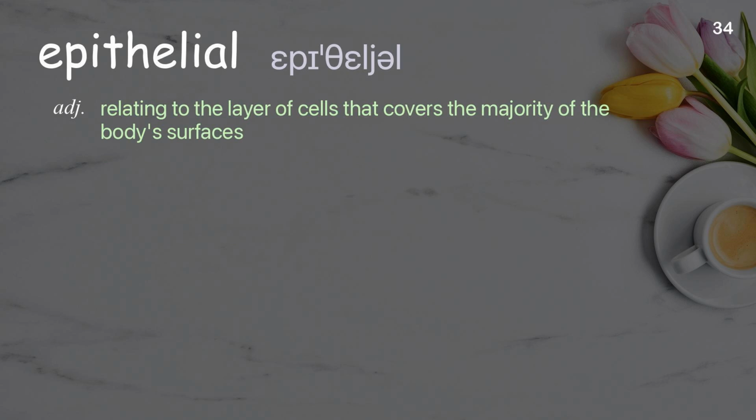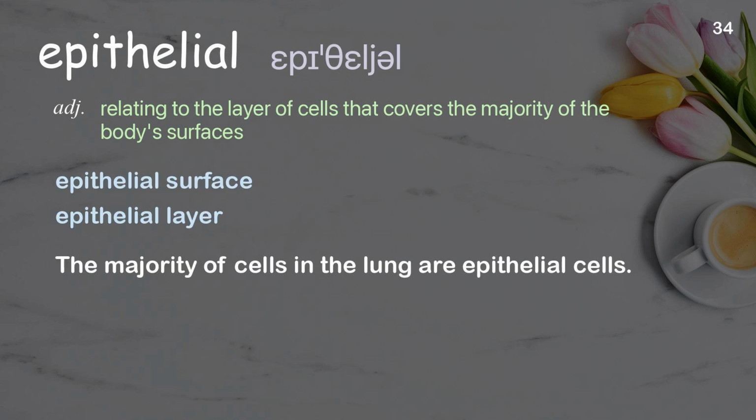Epithelial. Relating to the layer of cells that covers the majority of the body's surfaces. Examples: Epithelial surface. Epithelial layer. The majority of cells in the lung are epithelial cells.